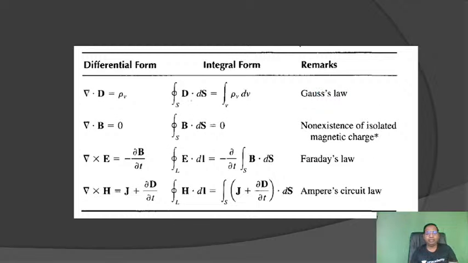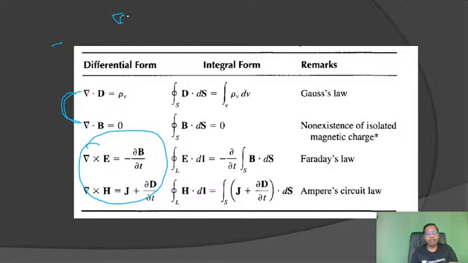So these are all the changed expressions. Del dot D is equal to rho V and del dot B is equal to 0, both of these are the same in the static as well as the time varying case, but the other two are different. So del cross E is equal to minus dou B by dou t, and del cross H is equal to J plus JD, where JD is dou D by dou t.